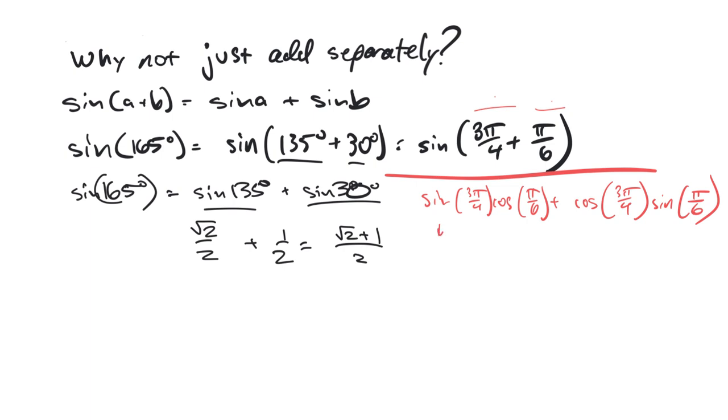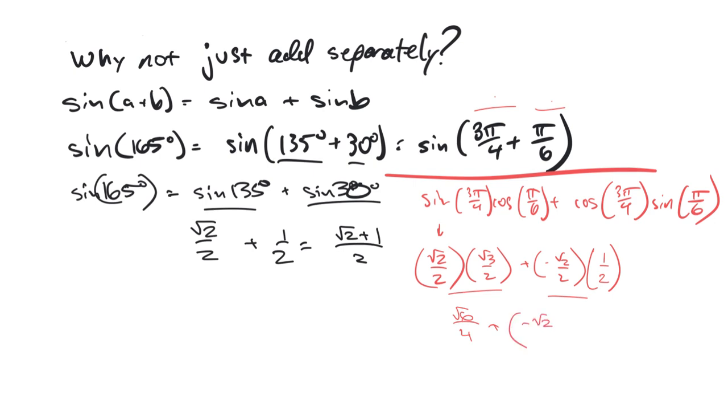So this, we're going to convert into our values. Sine of 3 pi over 4 is radical 2 over 2. Cosine of pi over 6 is radical 3 over 2. I'm going to add cosine of 3 pi over 4, which is negative radical 2 over 2. Remember, that's in the second quadrant on our unit circle. Sine of pi over 6 is 1/2. We're going to multiply these together. I get radical 6 over 4 plus negative radical 2 over 4. That's a common mistake. This equals radical 6 minus radical 2 over 4. These are not the same things.